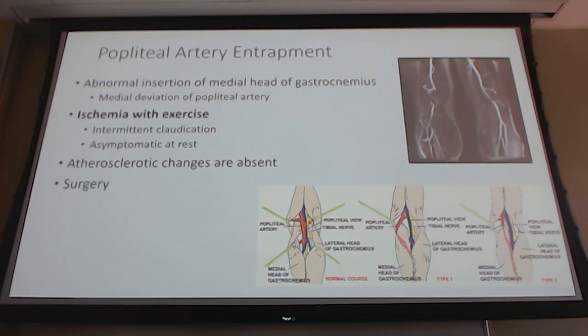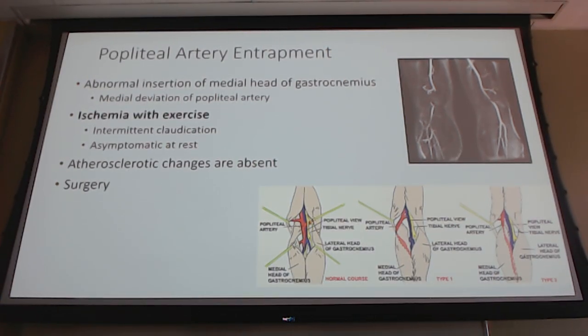Okay? Alright, popliteal artery entrapment. I don't think I've ever seen this in practice. But basically it is, that patient has an abnormal insertion of where that medial head of the gastrocnemius occurs, or inserts, okay?